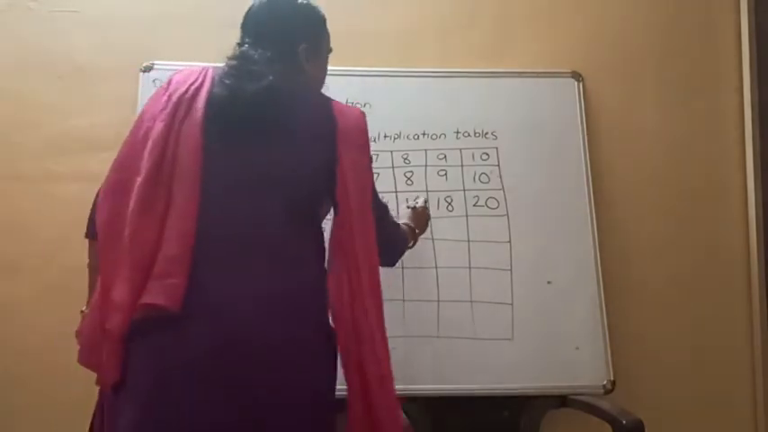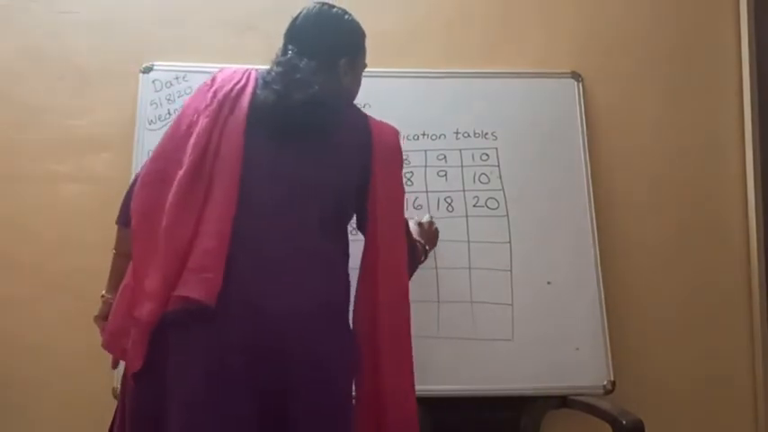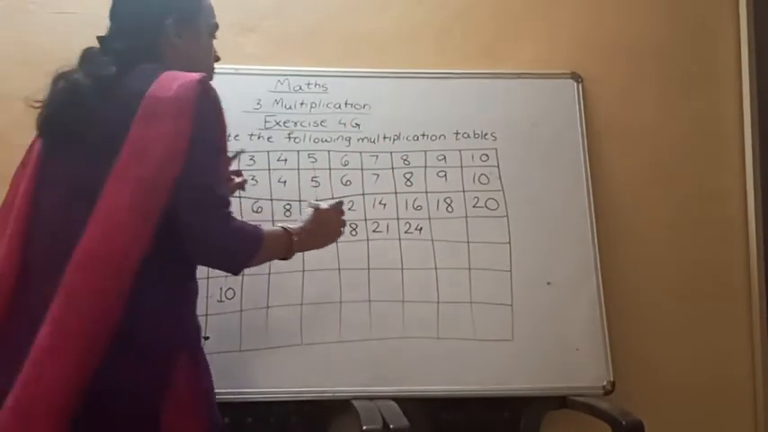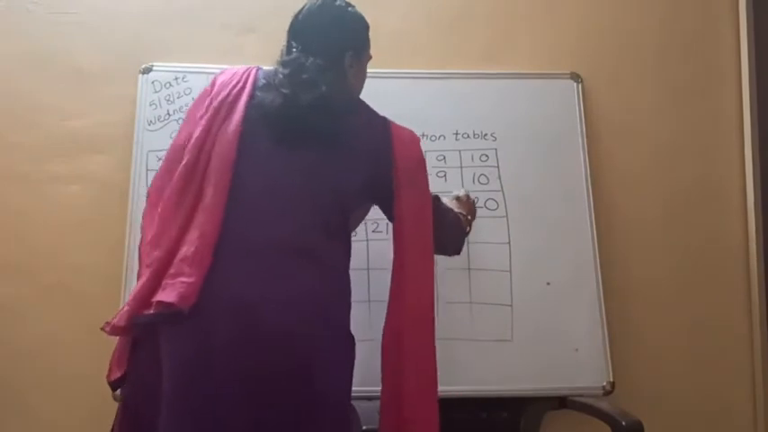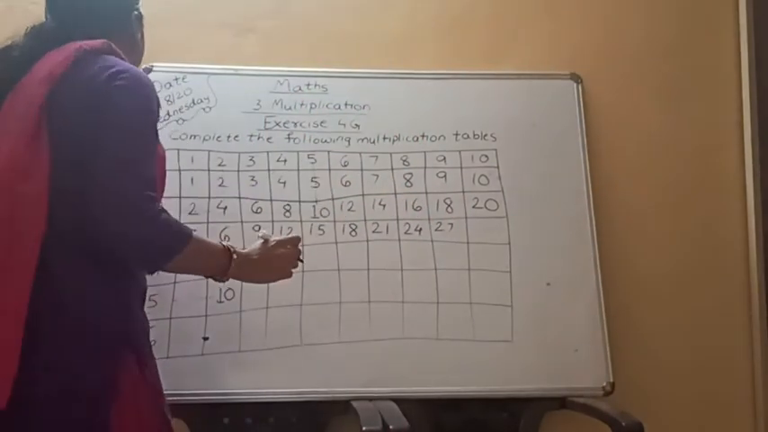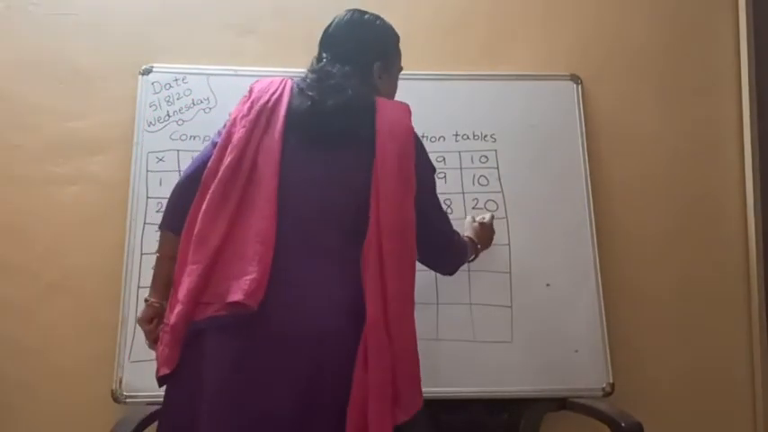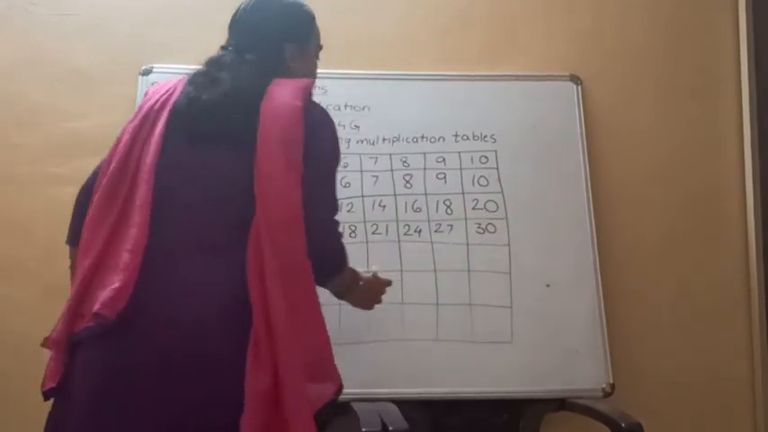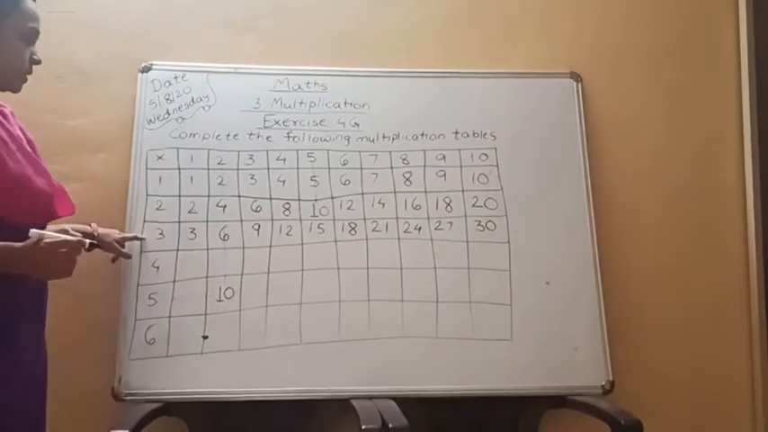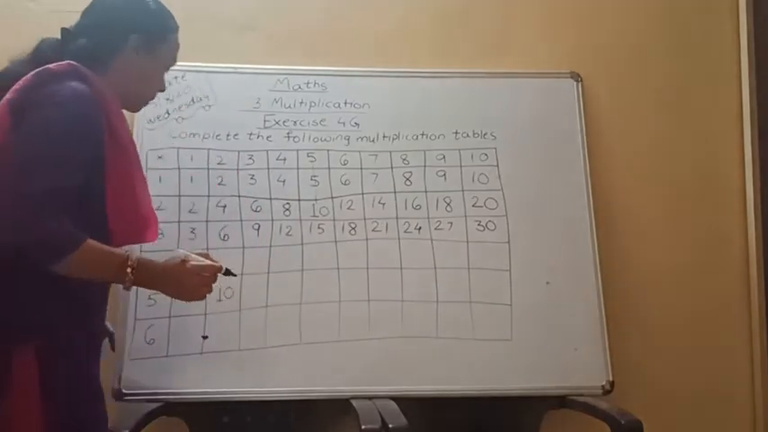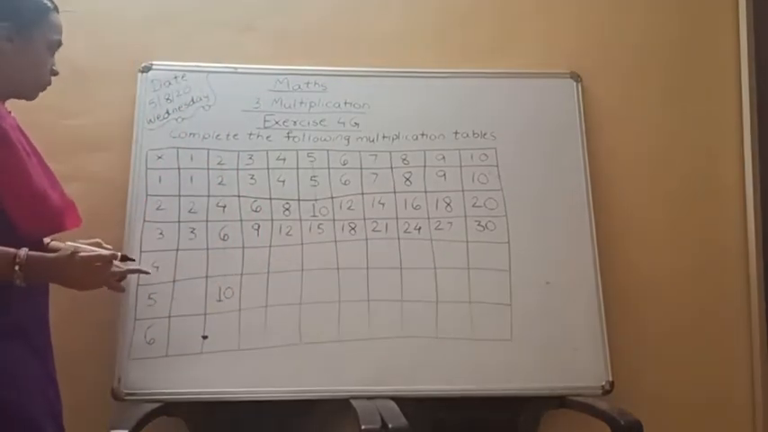3 multiplied by 8. 3 eights are 24. 3 multiplied by 9. 3 nines are 27. 3 multiplied by 10. 3 tens are 30. So, this is table of 3. Now, we have to write down table of 4.